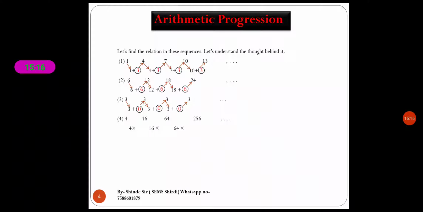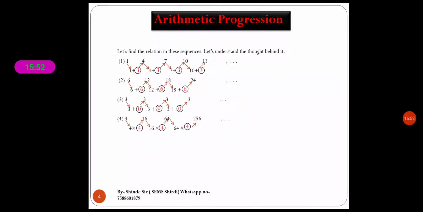In the fourth, the sequence is 4, 16, 64, 256. Now in this sequence, if we add a particular number, then we can't get the next number. If we multiply by a particular number, then we get the next number. Here, if we multiply the previous number by a particular number: 4 4s are 16, 16 4s are 64, 64 4s are 256, like that. So in the fourth sequence, if we multiply by a particular number, we get the next number.